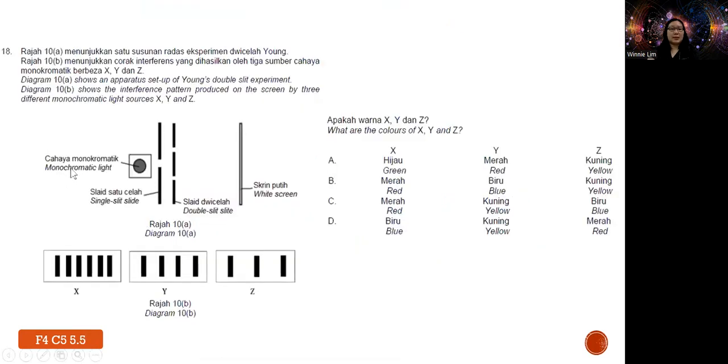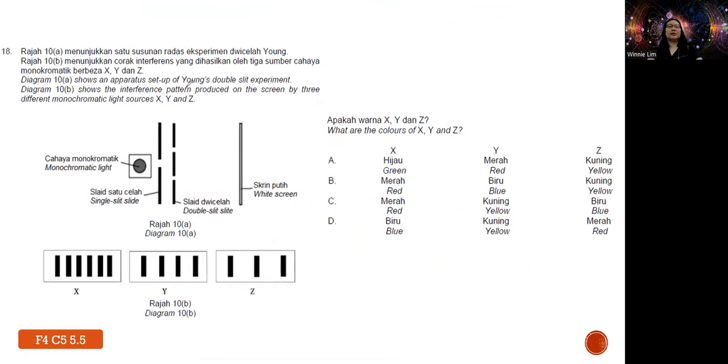Number 18, diagram 10A shows an experimental setup of Young's double slit experiment, and 10B shows the interference pattern produced on the screen by 3 different monochromatic light sources X, Y, and Z. Okay, so what are the colors of X, Y, and Z?